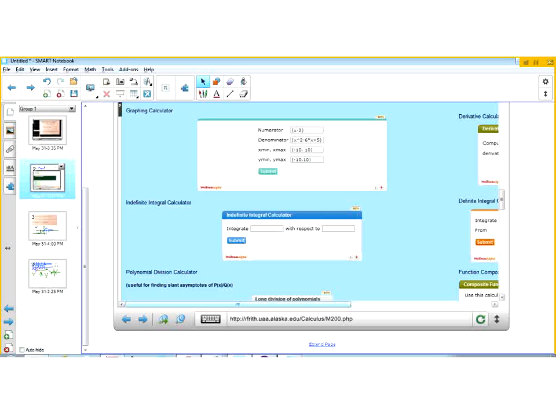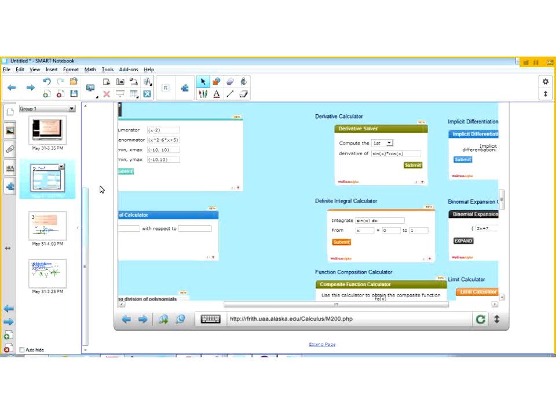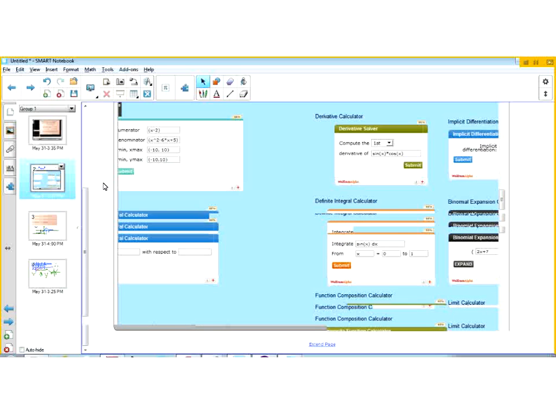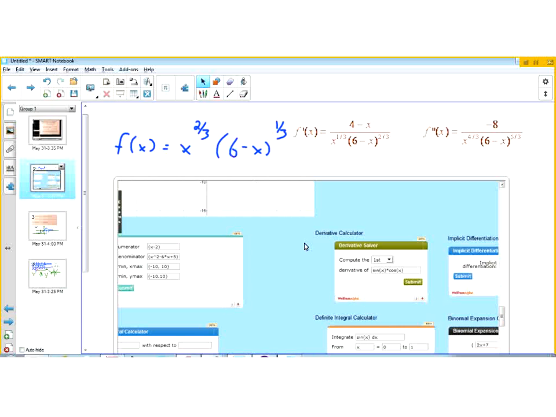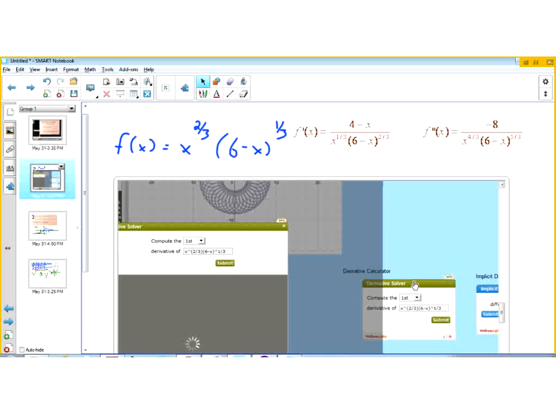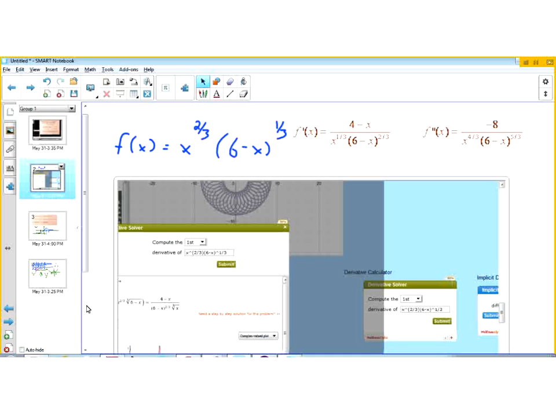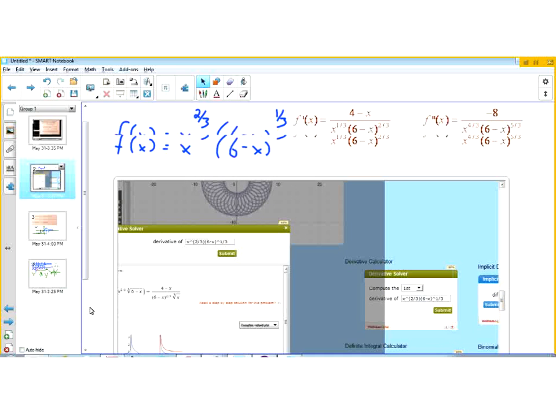So let's see here. We're trying to calculate the derivative of, so yeah, here's a derivative calculator. So we want to calculate the first derivative of this function, x to the 2/3 times 6 minus x to the 1/3. So we can go to this derivative solver right here, and we can calculate the first derivative. So we'll have x to the 2/3 times 6 minus x to the 1/3. Okay, so let's see if that'll give us a derivative, which will match what they have.